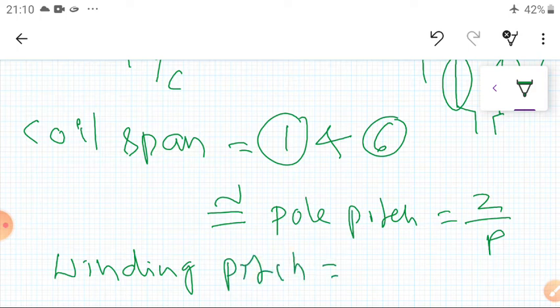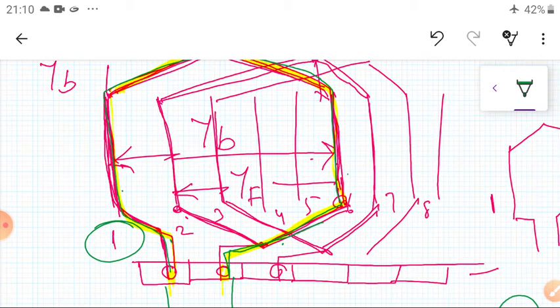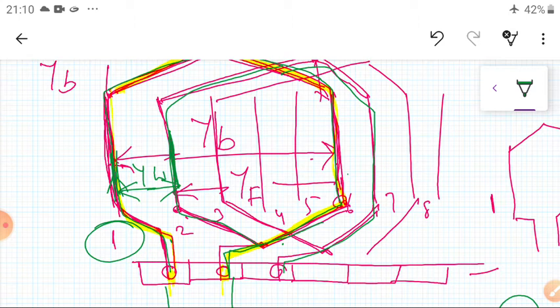So what is the winding pitch? The distance between the starting ends of two consecutive coils. You can see here, this is one coil starting here, and next this is another coil, this is another coil. Now the distance between these two coils is known as the winding pitch, YW. So it is the distance between the starting ends of two consecutive coils.